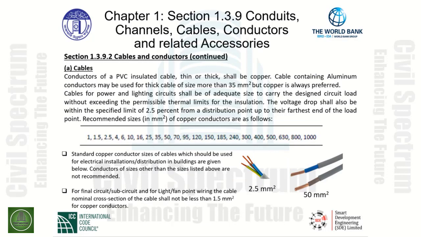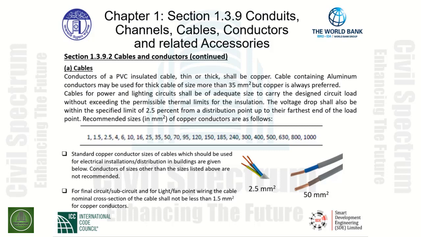Cables and conductors continued in section 1.3.9.2. Item A, cables. Conductors of a PVC insulated cable, thin or thick, shall be copper. Cable containing aluminum conductors may be used for thick cable of size more than 35 millimeters squared. But copper is always preferred. This is an important statement. Copper is a better conductor compared to aluminum. However, aluminum is preferred for thicker cables more than 35 millimeters squared.